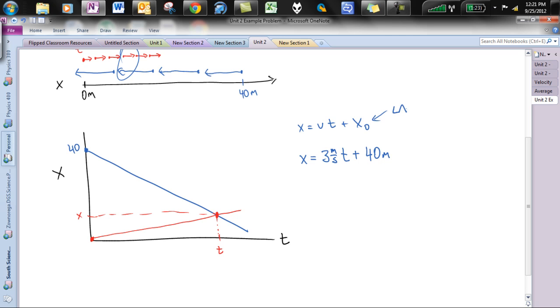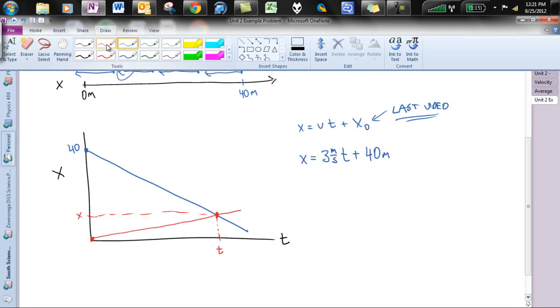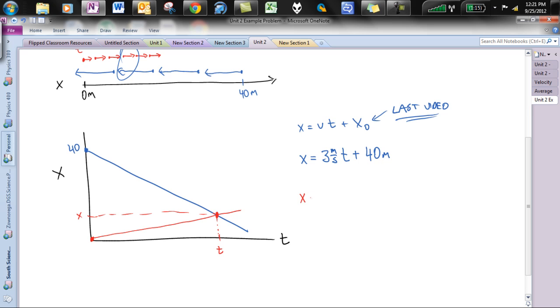This was from last video. So if that confuses you, take a look at last video. That is an equation that we can get from a straight line constant velocity graph. If I wanted to do this for the red guy, I could do the same thing. Again, X equals 1 meter per second times T at some position.